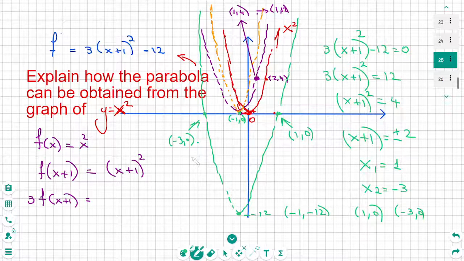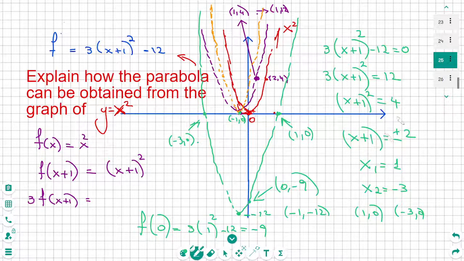We sketched a parabola using the original graph of x squared. We found the vertex, we found the x-intercepts, and the y-intercept. If I want to find the y-intercept, I need to make x 0. I need to find what is f(0). And it can be found very easily by making x 0. So this is 3 times (0 plus 1) squared minus 12. This gives you 3 minus 12, which is negative 9. And the y-intercept is 0, comma negative 9.